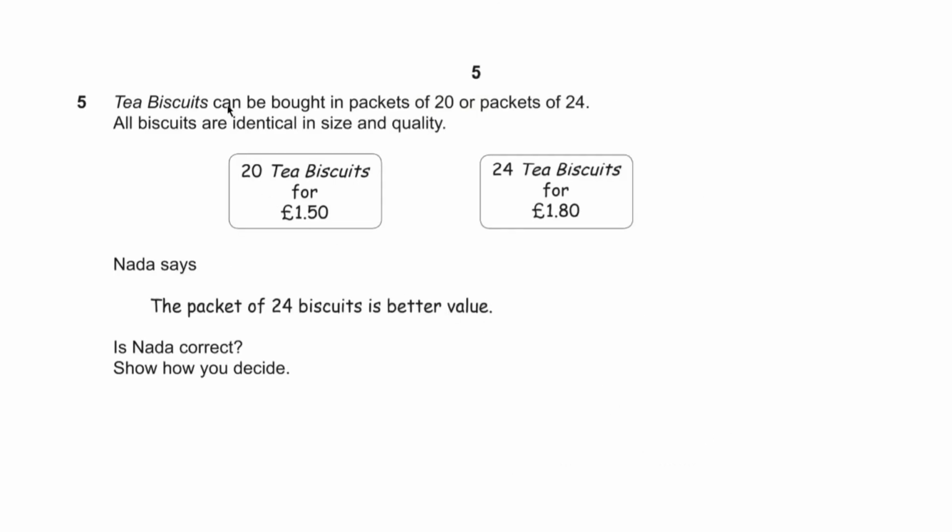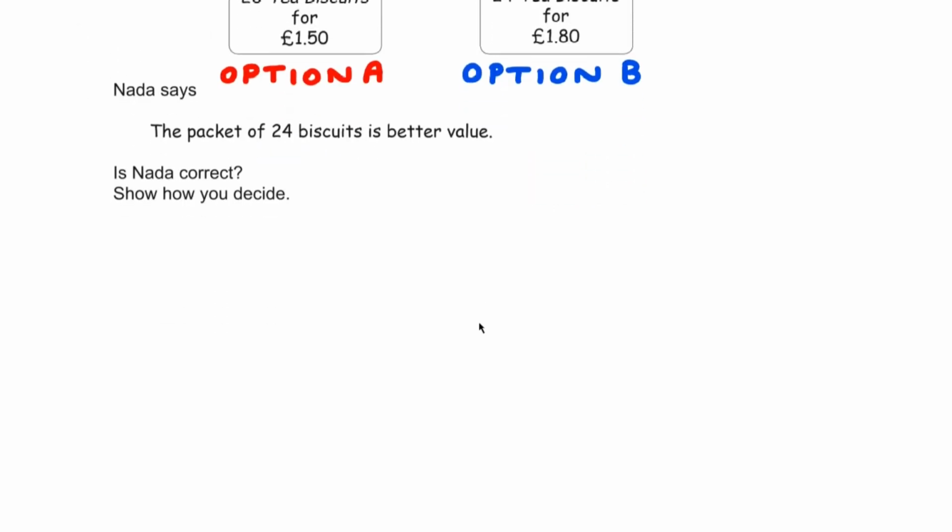Question number 5. Tea biscuits can be bought in packets of 20 or packets of 24. All biscuits are identical in size and quality. 20 biscuits for £1.50. That is our option A. And we've got 24 tea biscuits for £1.80. That is option B. Nada says the packet of 24 biscuits is better value for money. Is Nada correct? Show how you decide.